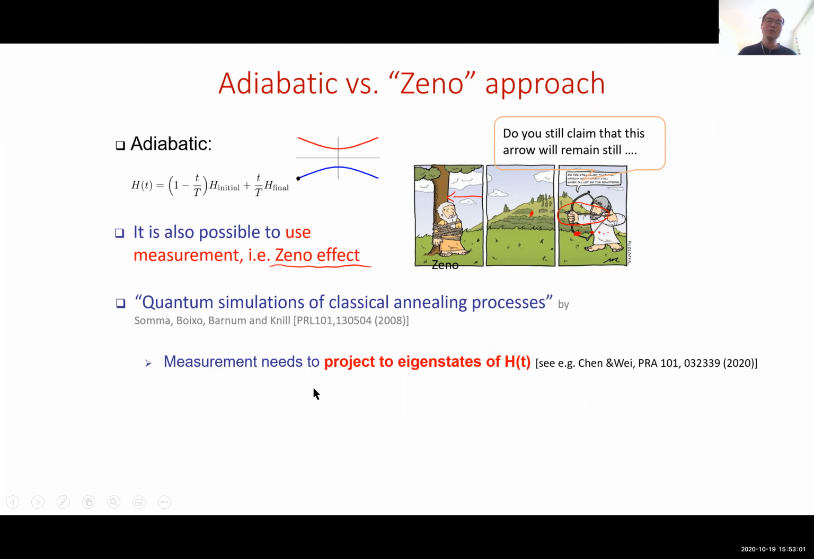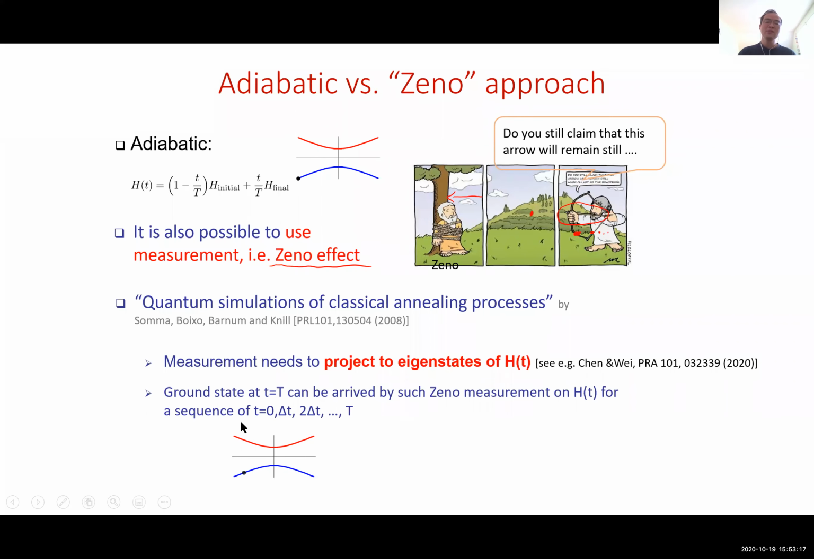If we have a way to measure the projection to the energy eigenstate at any instantaneous time point, and we have a way to do that, but there are also other methods. So the picture is that I discretize the time, and I start my system in the ground state of the initial Hamiltonian, and I measure the eigenstate for the Hamiltonian right in front of it.